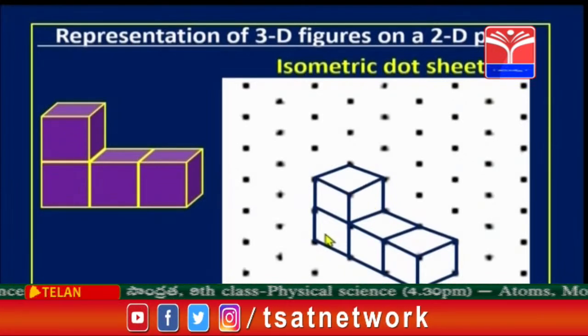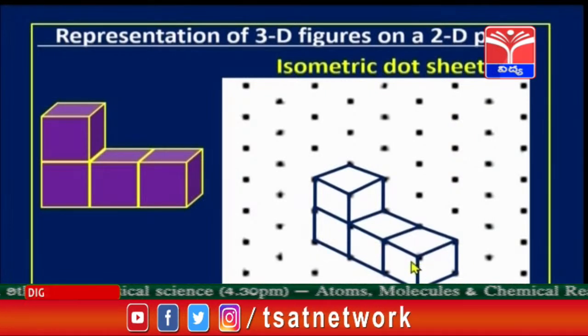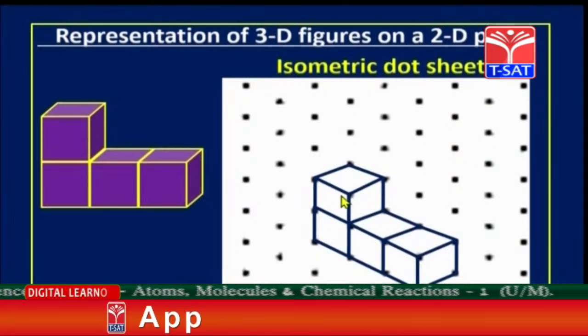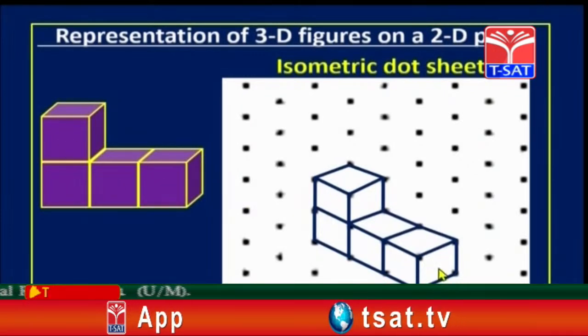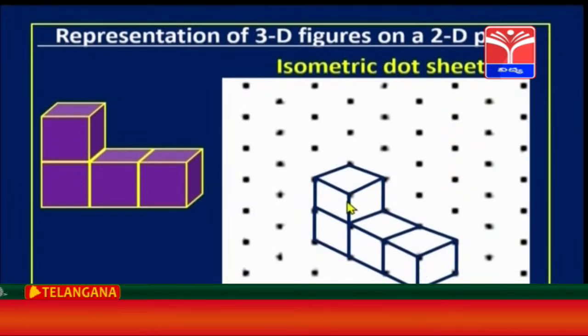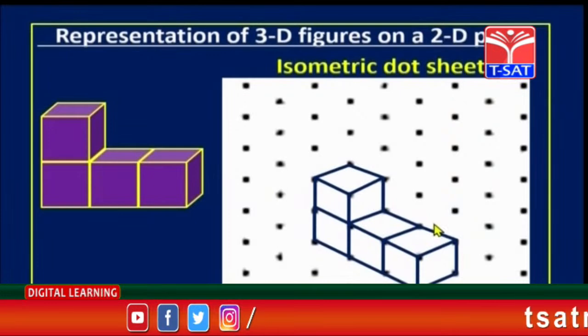You can observe here 3 cubes are there at the bottom and 1 cube is there on the top. So total 4 cubes are there, children. Here also you can observe that there are 4 cubes. Like this we have to draw the given 3D shape on an isometric dot sheet.